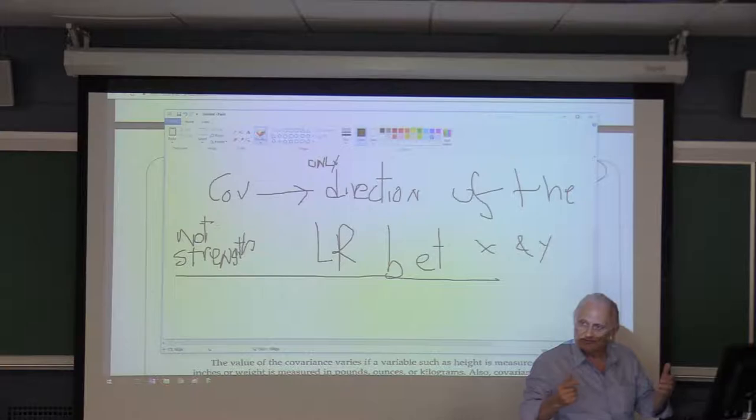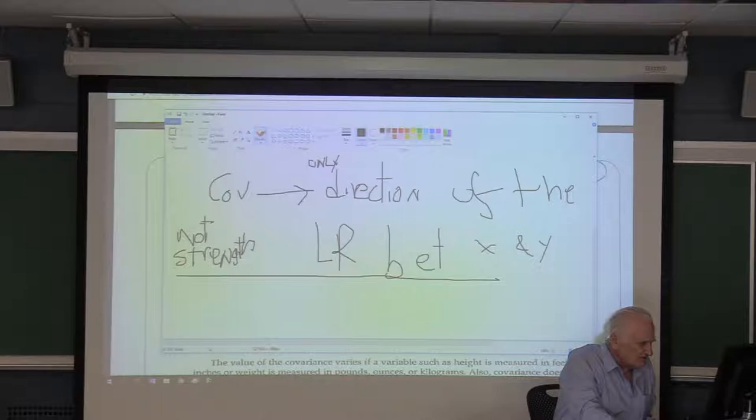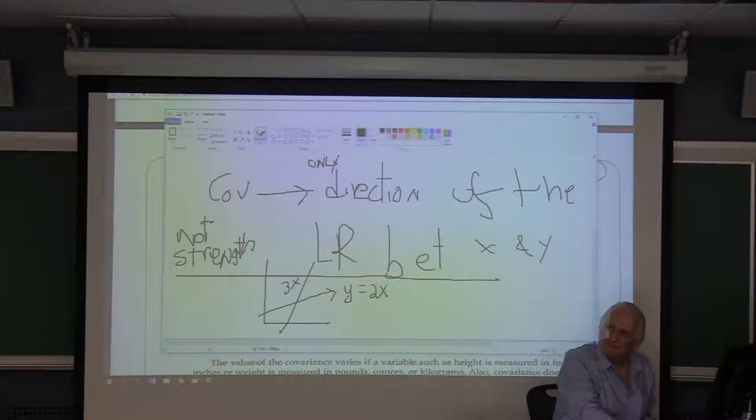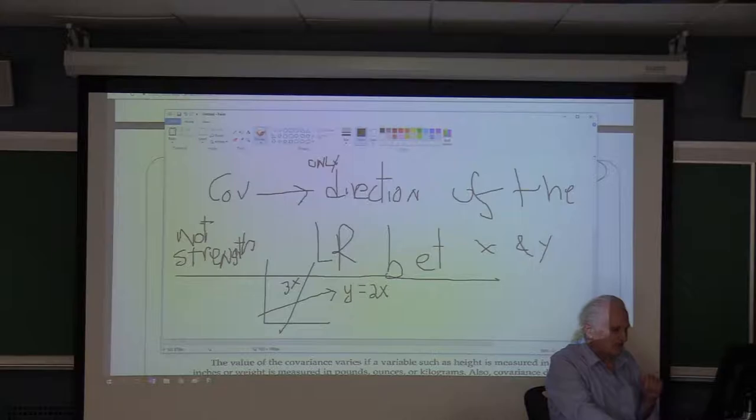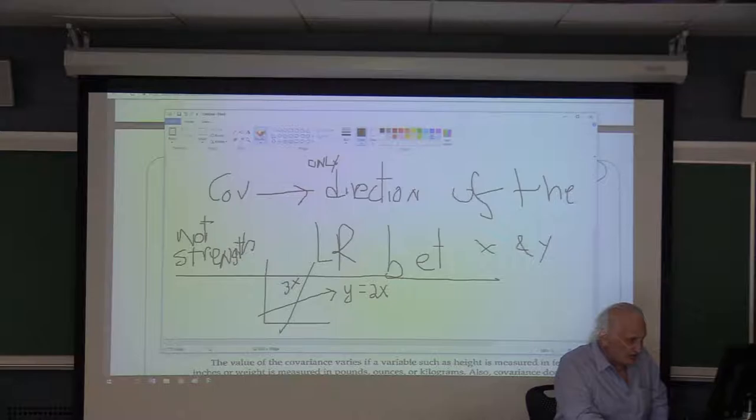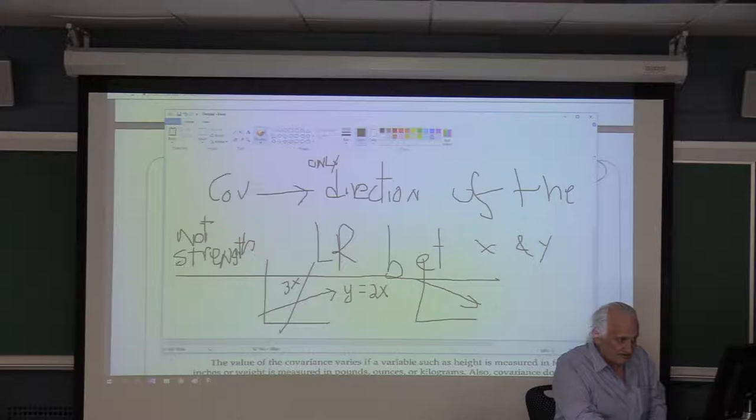Okay? And what is faster? If you have one line, y equals, let's say, 2x, and you have another line, y equals 3x, which line shows you things going faster? 3x. So the higher the number, the steeper the line. If the covariance is negative, it means you have a line, see, this is the line right here. Let's say that this is y equals negative 2x.